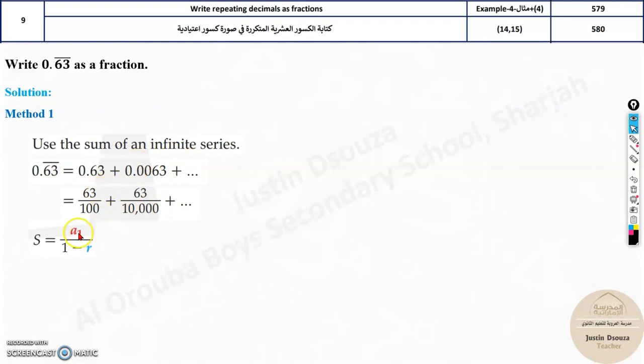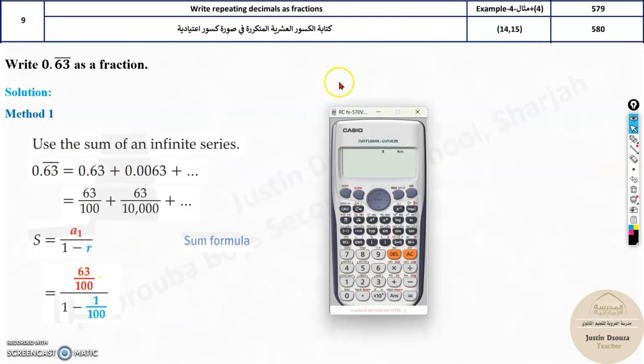So what is the first term here? The first term is A1, that is 63 by 100, or you can write 0.63, divided by 1 minus R. How do you find R? Second term divided by the first term. Just substitute over here. You need to divide this by this. 0.0063 divided by 0.63. What is the answer? 1 by 100. So R is 1 by 100.